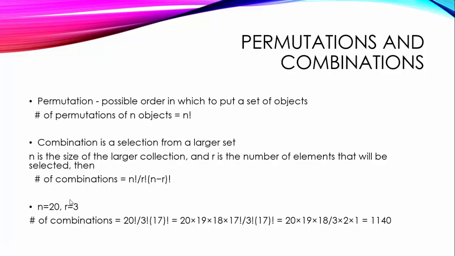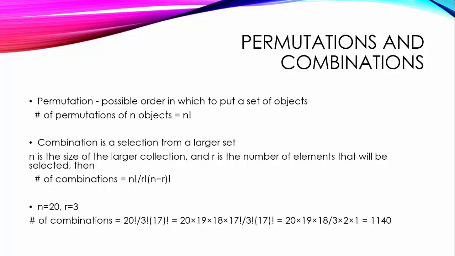Combinations. Combination is a selection from a larger set. Suppose there is a class of 20 and we are going to pick a team of 3 people at random and we want to know how many different possible teams of 3 could we pick. Another way to say that is how many different combinations of 3 can be taken from a set of 20.